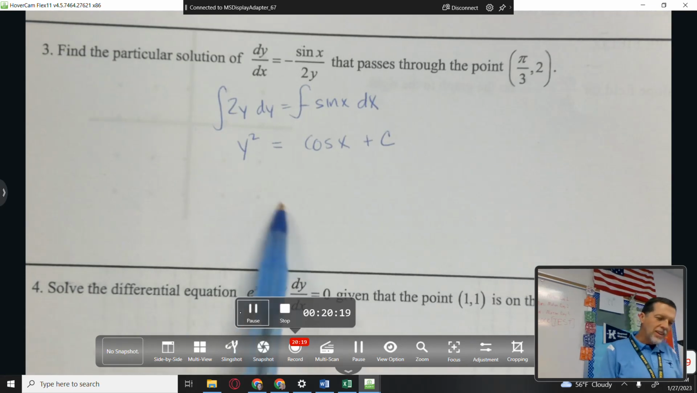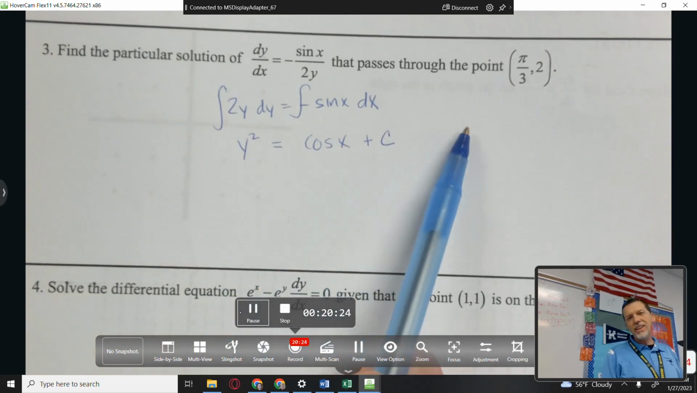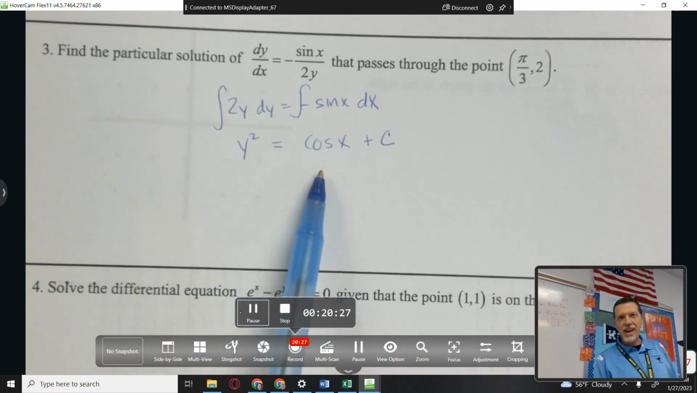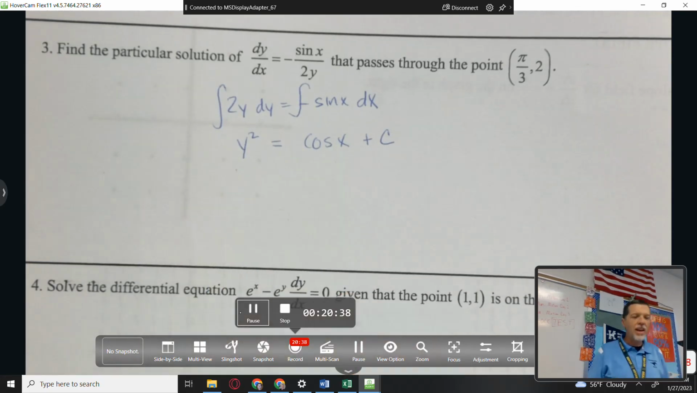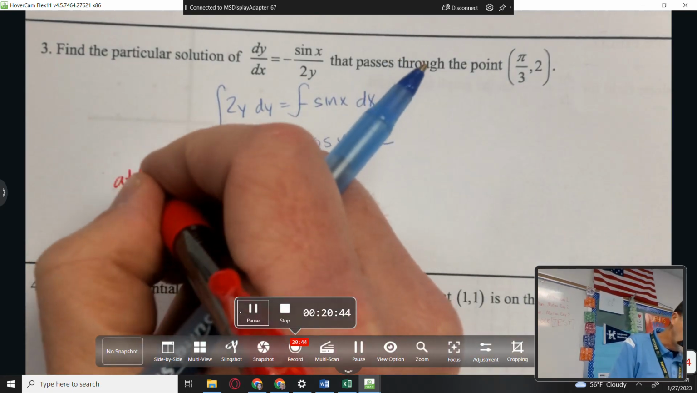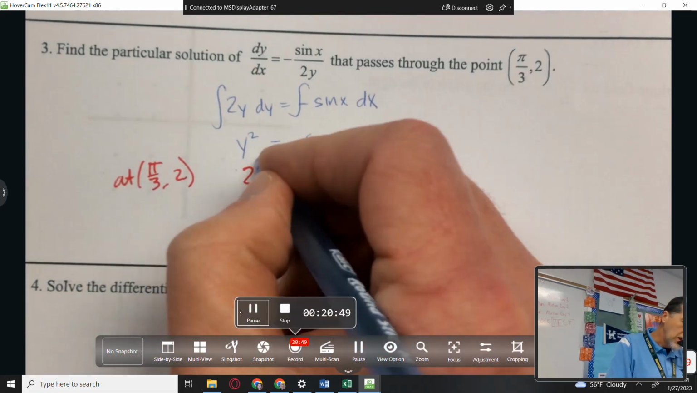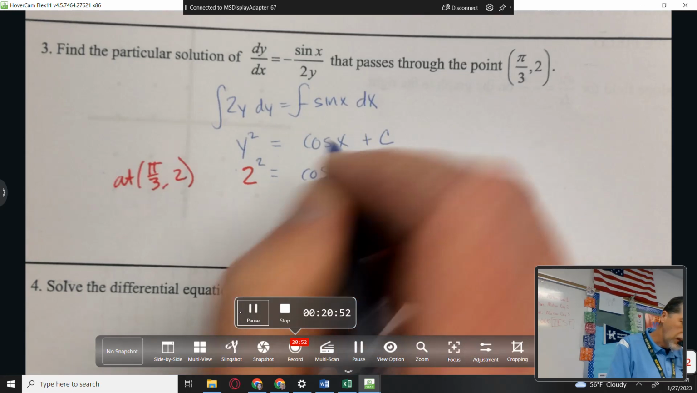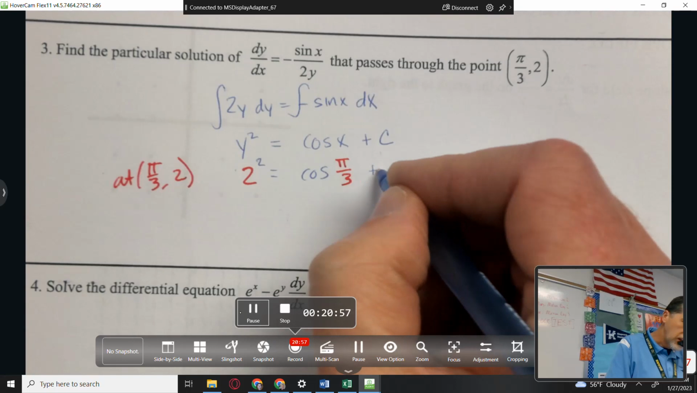So there are differences of opinion here. You can square root now and then find C, or you can find C as it is now. I think I'd rather find it now, and then we'll worry about the plus or minus later. That's how I'm usually going to do it. Some people will get the plus or minus and then figure out which one they want to use. So let's use the point pi over 3, 2. So 2 goes in for y, pi over 3 goes in for x, and we're solving for c.